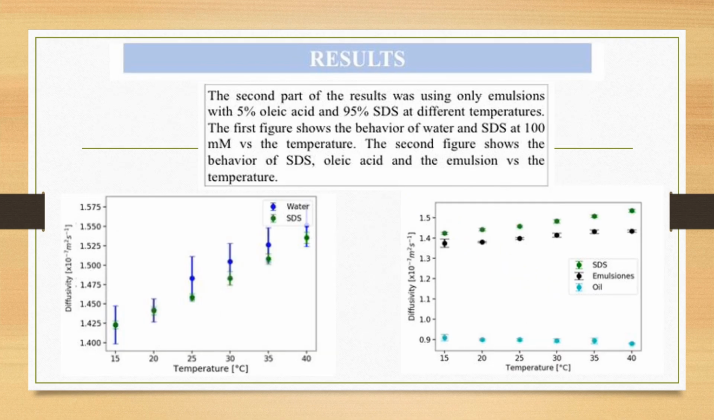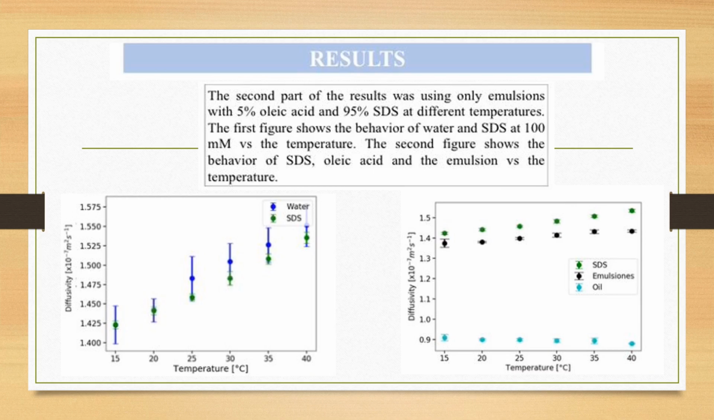The second part of the results was using only emulsions with 5% of oleic acid and 95% of SDS at different temperatures. On the left side, we can see the thermal diffusivity at different temperatures, and we can see a growing behavior of the water and SDS. On the right side, we have the SDS, and under it is the oleic acid in blue. You can see the behavior of the oleic acid is almost the same, and the SDS is growing like we can see in the last graphic.